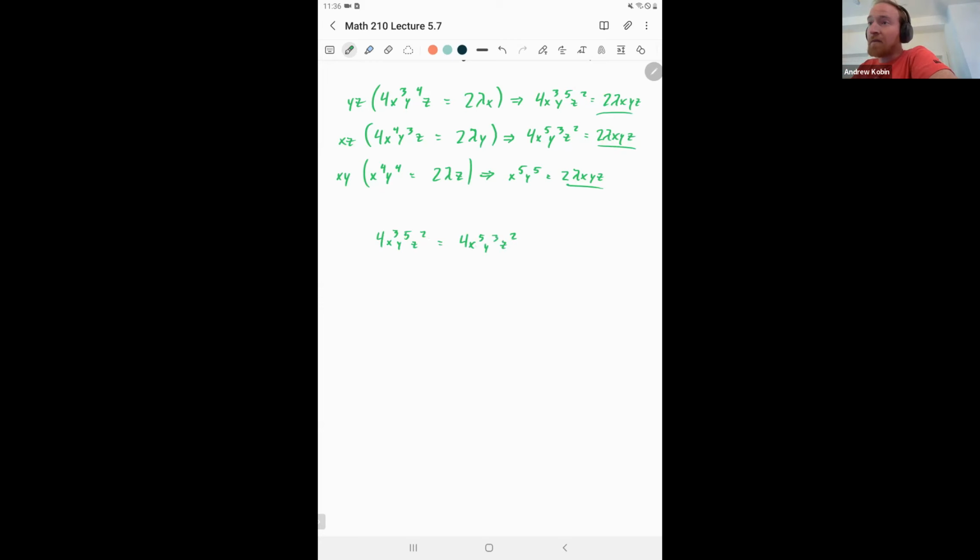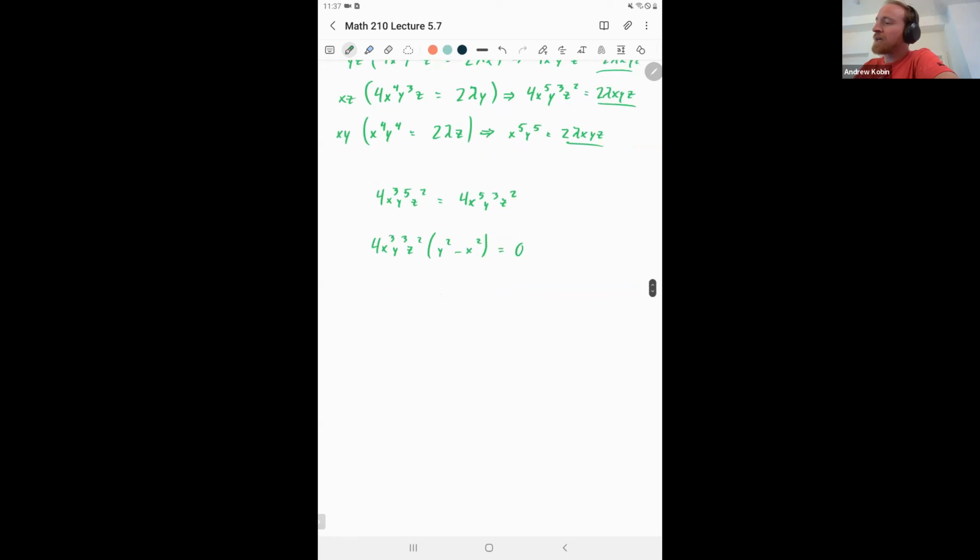Okay, and again, we don't want to divide out by anything because it could potentially be 0. So instead, I'm going to subtract, and I'm actually going to subtract and also factor out a common factor. There's a 4x cubed y cubed z squared in every term. And what's left over after I subtract is a y squared on the left minus an x squared on the right. And this is all set equal to 0. And this is in factored form, so we can easily read off solutions.